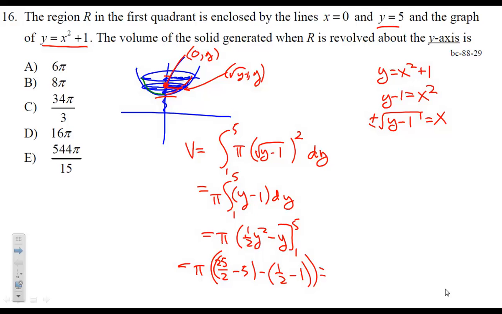Let's see if we can clean that up a little bit more. Let's see what we got. Let's distribute this negative through. I get 25 halves minus 1 half is 24 halves. That ends up being 12. I get negative 5 plus 1, which is negative 4, which gives me 8 pi, and that is the answer.